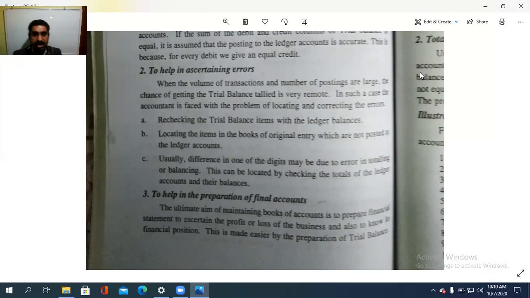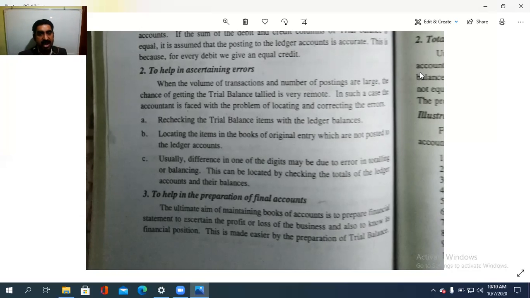Then usually a difference in one of the digits may be due to an error in totaling or balancing. നമ്മൾ അവിടെ ടോട്ടൽ ചെയ്തത് അല്ലെ ബാലൻസ് ചെയ്തതിൽ എന്തെങ്കിലും പ്രശ്നം ഉണ്ടാകാം. അങ്ങനെയെങ്കിൽ we can check out those errors and rectify them. So this can be located by checking the totals of the ledger accounts and their balances. ചിലപ്പോൾ അങ്ങനെയും വരാം, ledger accountsന്റെ ഡിഫറൻസ് വരുന്നത്.